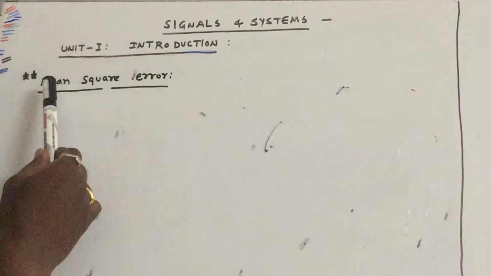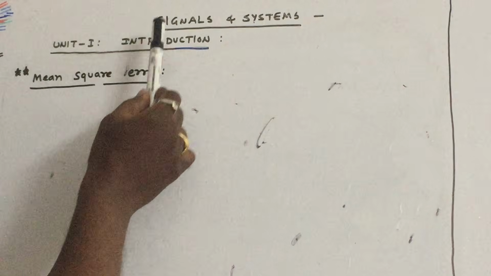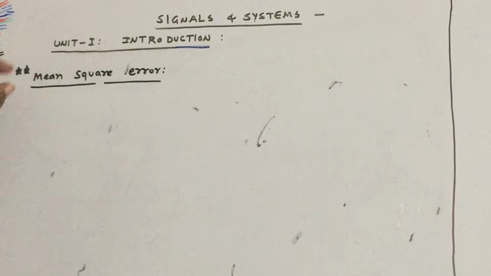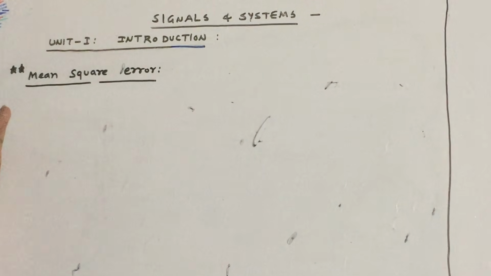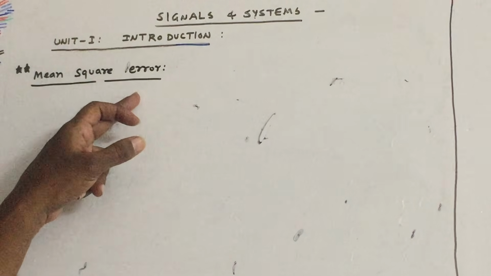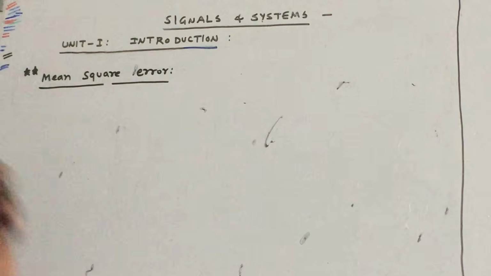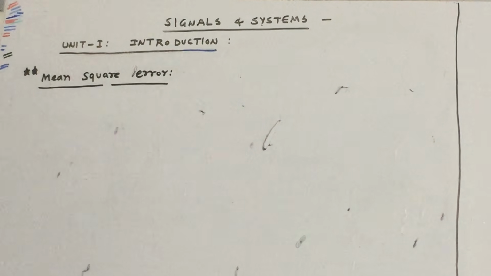Hi, in this session we will derive the expression for mean square error from unit 1 of signals and systems. Before going into this derivation, let us revise the concepts of orthogonal signal space. From that we will derive the expression for mean square error, a very important question in the examination. For this, let us revise the orthogonal signal space concepts again.